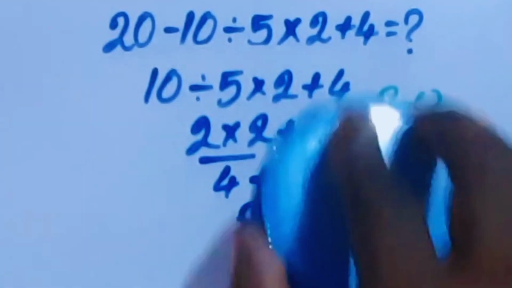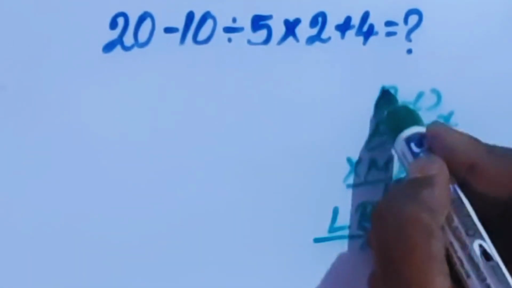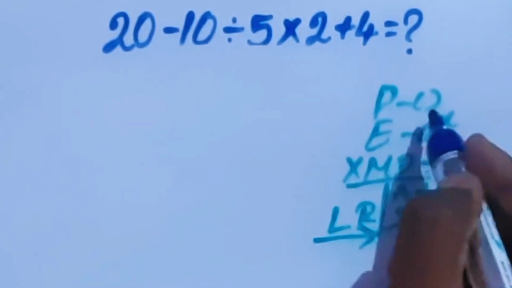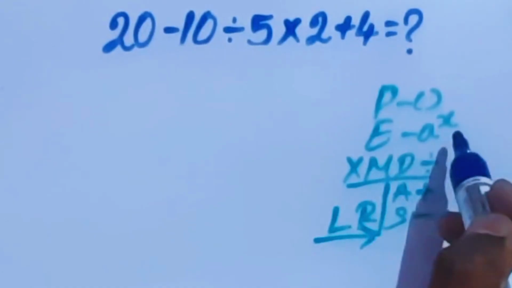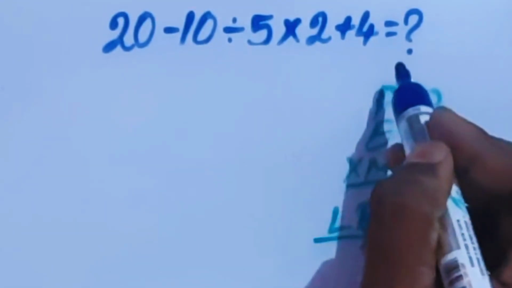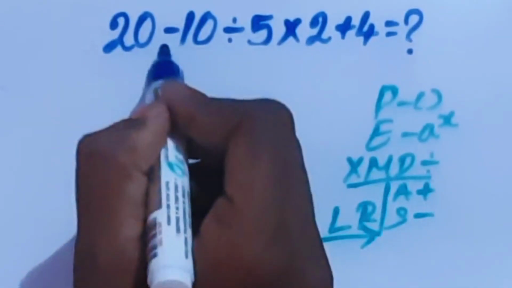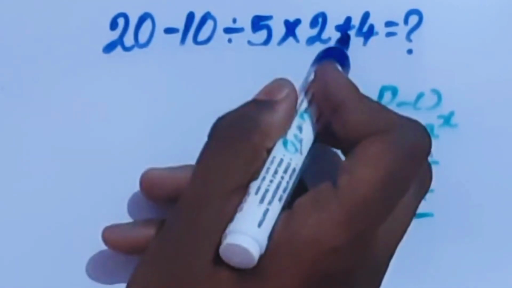Now, we are going to solve this problem the correct way by using the order of operations PEMDAS. Here, as per PEMDAS, the bracket is higher priority. We don't have a bracket in this problem. Next priority is exponent. Exponent is also not there in the problem. Next priority is multiplication and division. In this problem, we have subtraction, division, multiplication and addition.